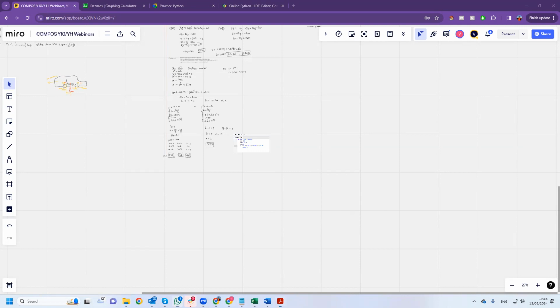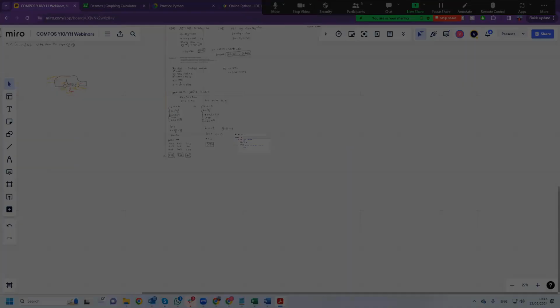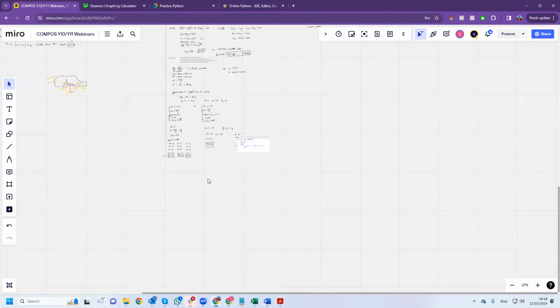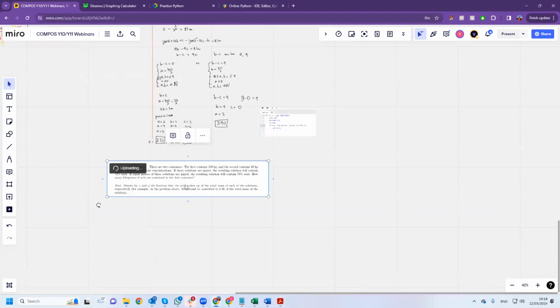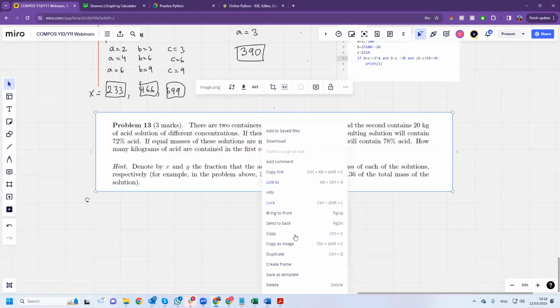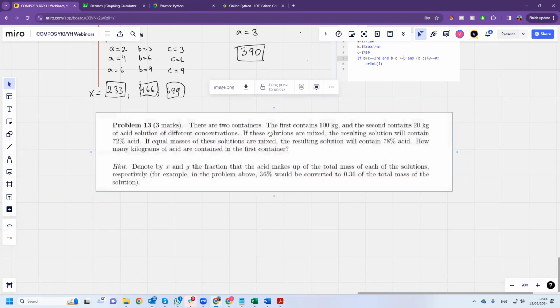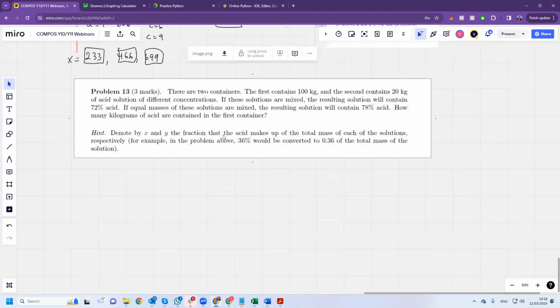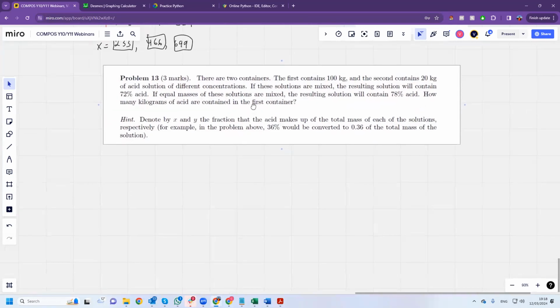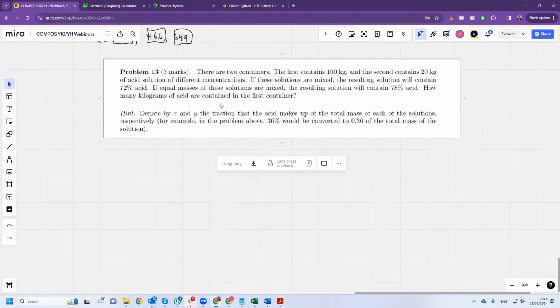Problem 13 maths. There are two containers. The first contains 100 kilograms and the second contains 2 kilogram acid solution of different concentration. If these solutions are mixed, there is solution contains 70% acid.